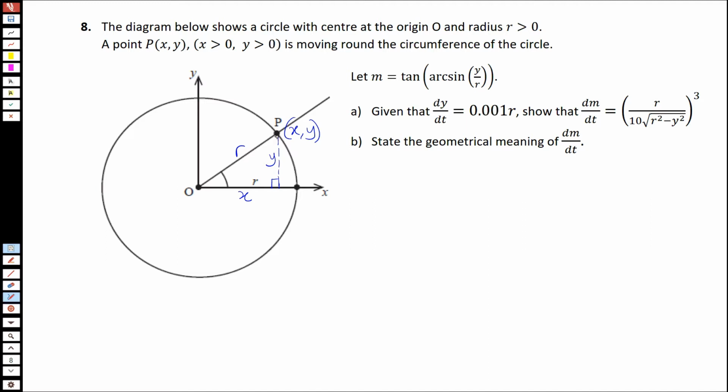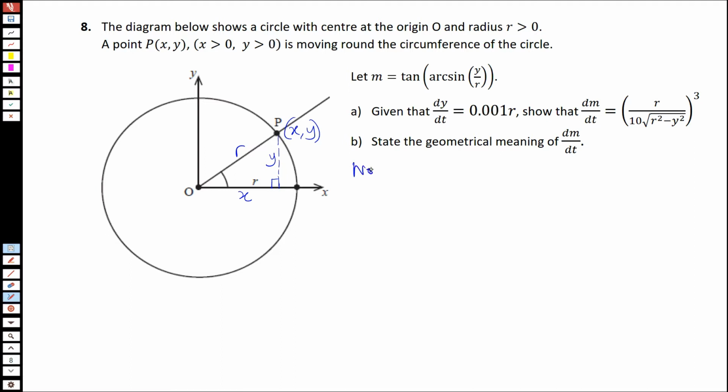Okay, so moving on, we have this condition that let m be equal to tan of arc sine y over r, and it's also given that the rate of change of y is equal to 0.001 r. For part A, you are required to show that the rate of change of m is given by that expression. So one thing that you need to keep in mind here is that m represents the gradient of OP.